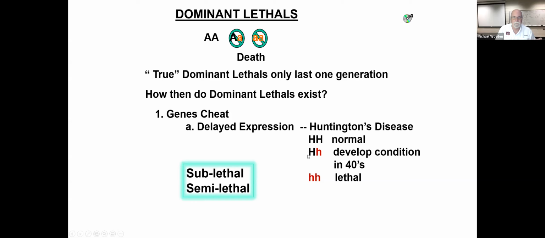And you may have expressivity of 100% for some genes. You may have variants, and you may have expressivity of 40%. It just depends on how the cellular conditions work out. And you can have exposure, right? There are some genes that are going to be lethal if you're exposed to certain conditions.